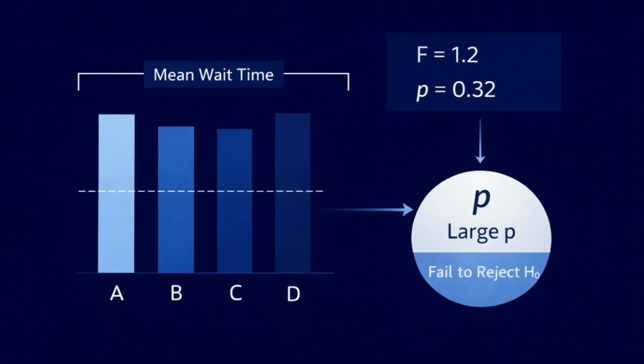Example 2 for ANOVA showing fail to reject. Suppose we compare average wait times across 4 service centers. The grouping variable is service center with 4 categories. The response variable is wait time in minutes. Suppose the software reports an F statistic of 1.2 and a p-value of 0.32.